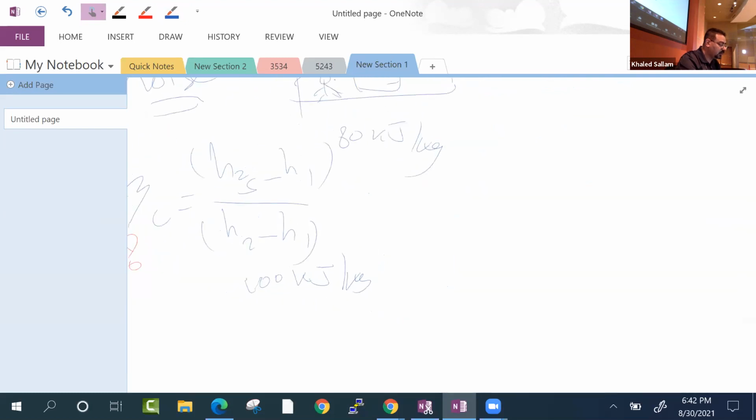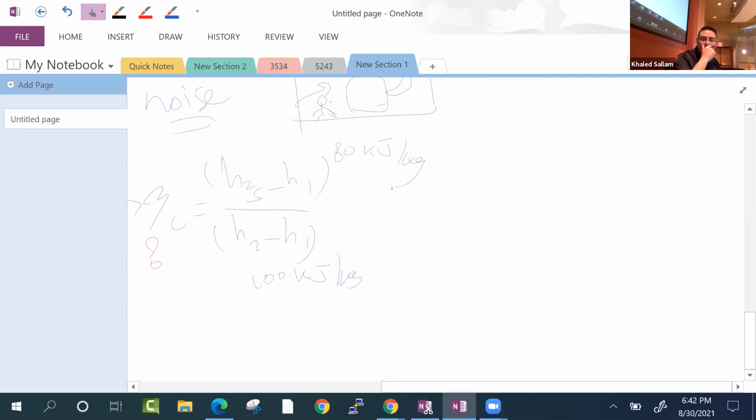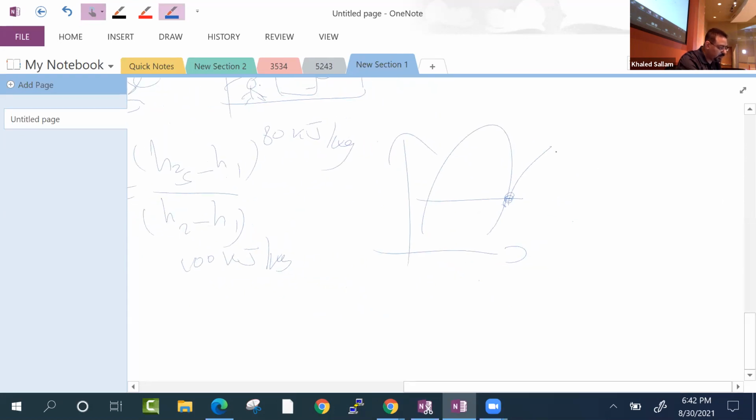On a PH diagram or a TS diagram, it will look like this. This would be 1 going to 2S, and that line would be constant entropy. But the real line will actually be here, a little bit more to the right. Why to the right? Entropy needs to increase if you have a non-isentropic process. If you have any irreversibility that makes the process not isentropic, you have to go to the right, right?